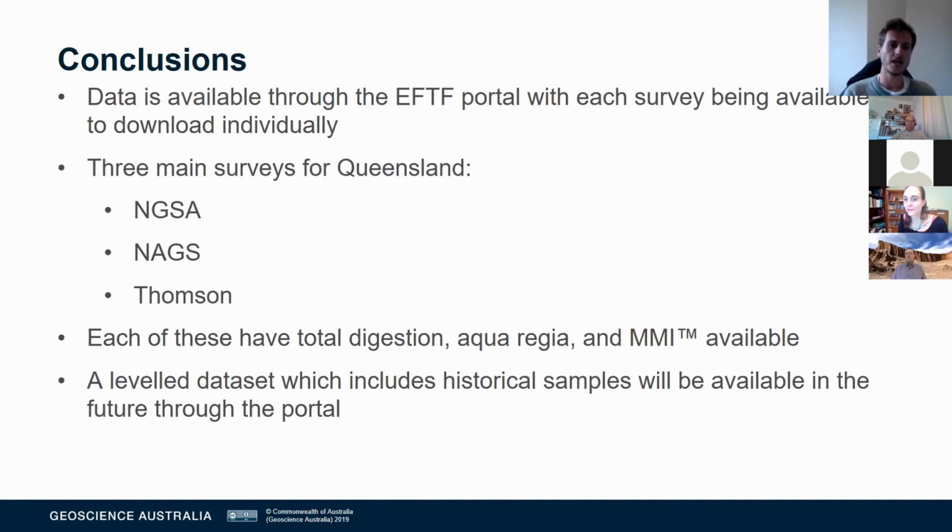So for Queensland, the main surveys that we have are the NGSA, NAGS, and Thompson, with each of these having 3 different digestions available, as well as 2 different size fractions. And coming shortly should be the leveled data set for the North Australian Craton. Again, this will be through the portal.